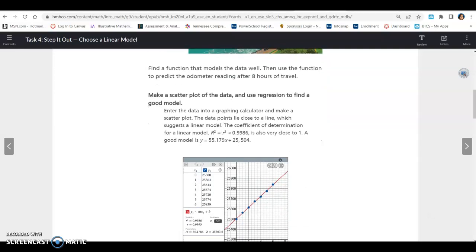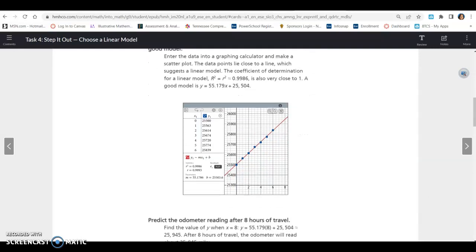It says find a function that models the data well, then use the function to predict the odometer reading after 8 hours. Make a scatter plot of the data and use regression to find a good model. Enter the data into a graphing calculator and make a scatter plot. The data points lie close to a line, which suggests a linear model. If you look here, you can see the points, and it does look very close to a line. We have been looking at other points that look kind of curved, but this looks very much like a line, which suggests linear.